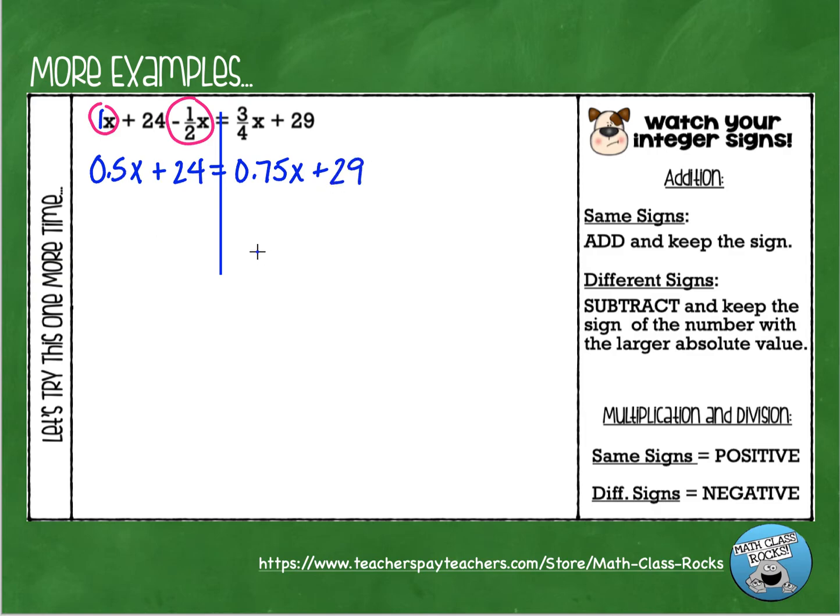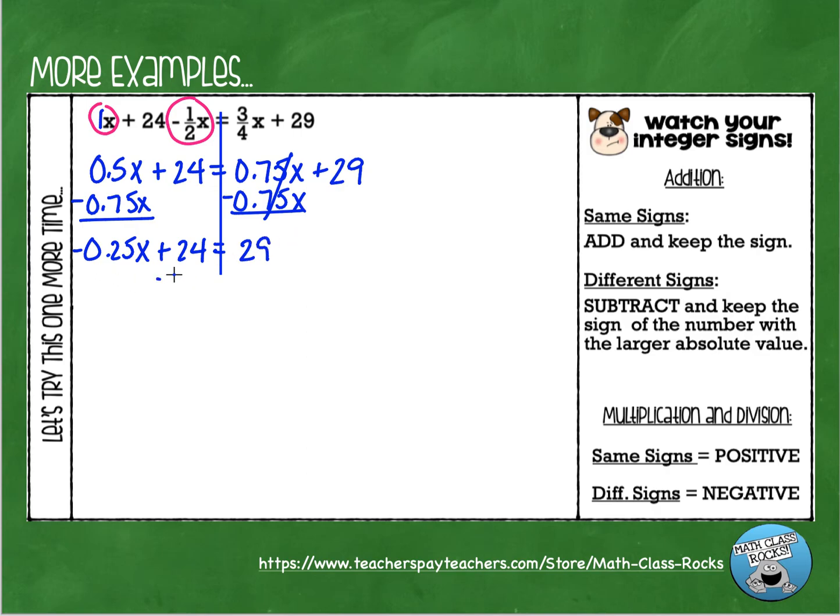All right, so now I'm going to get my variables together. I can either cancel the 0.5x and move it to the right, or the 0.75x and move it to the left. I'm going to do the 0.75x because I like my variables on the left. But again, just because I do it that way doesn't mean you have to, right? You can cancel out whichever one you want. 0.5 minus 0.75 is going to give me negative 0.25x. Plus 24 equals 29.